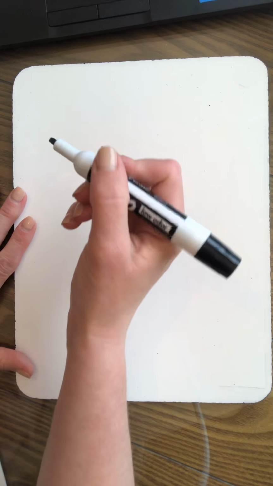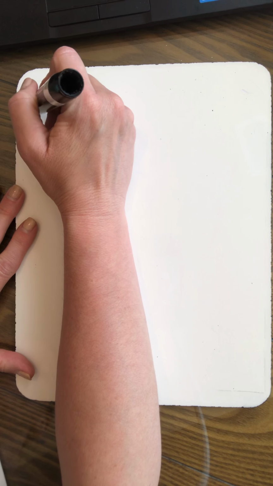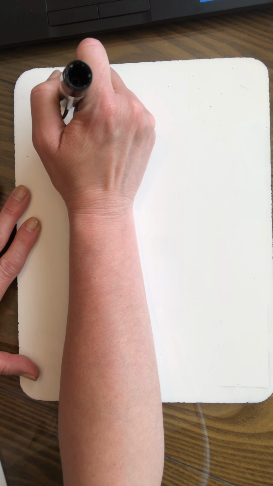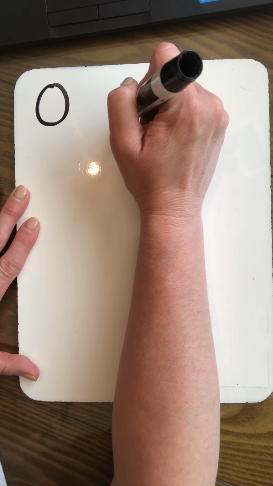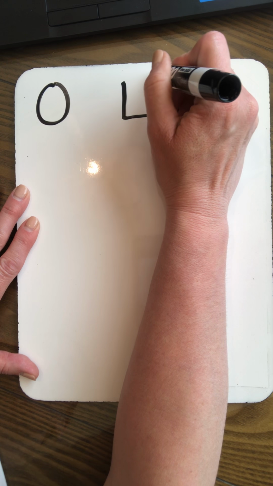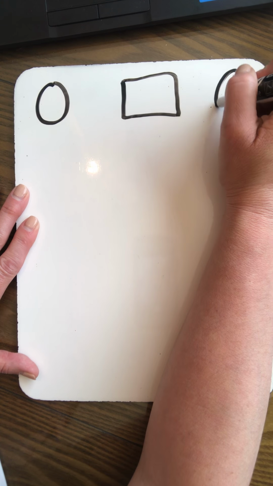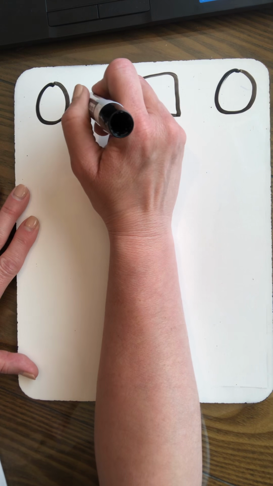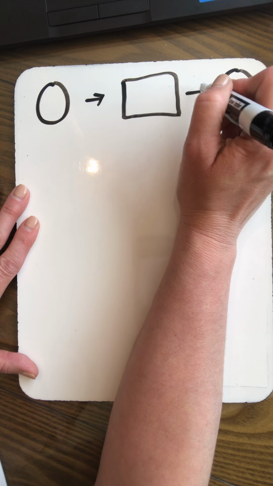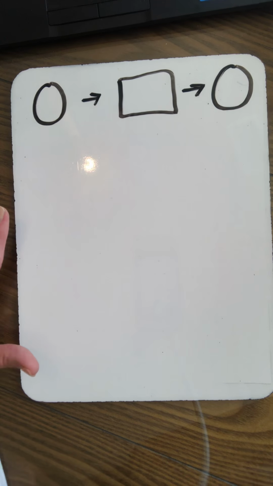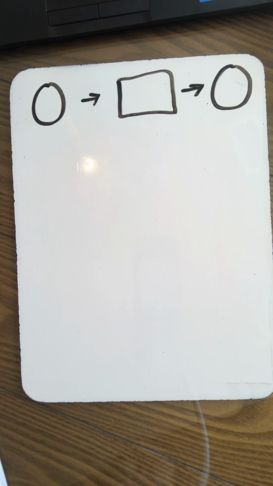All right, so remember, our organizers, we're going to have a beginning, so you can just draw a circle for the beginning. In fact, I'm going to make this a little bit larger. My box in the middle is my change, and the last circle at the end, of course, is our ending. So the organizer looks something like this.